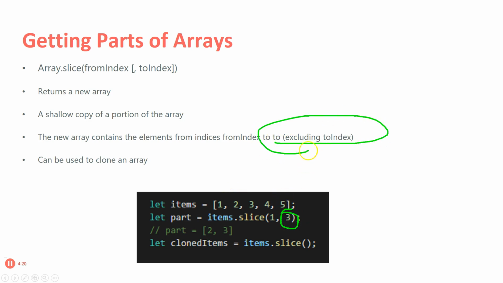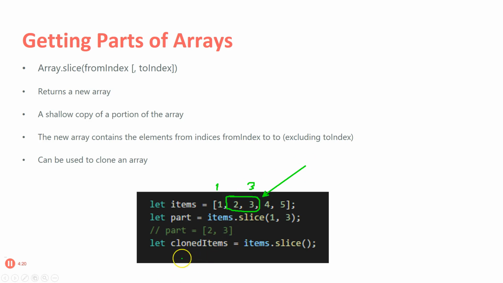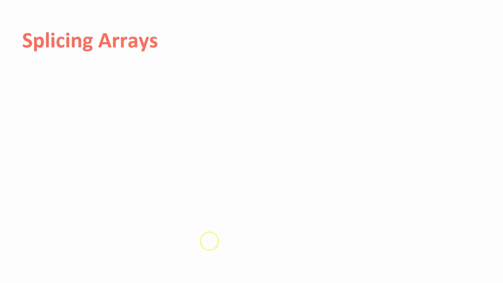Then what's happening? It will actually slice everything between the first and third element, excluding the to index. So what I receive as a result is 2 and 3, because after the first element, I start slicing from here and until the third one. So this is my first element, and here we complete with the third one. So I receive 2 and 3. After that, I can say let clone items is equal to items.slice. If we say items.slice without any parameters, then this will just clone an array.